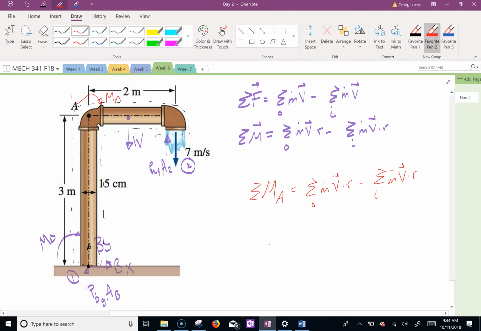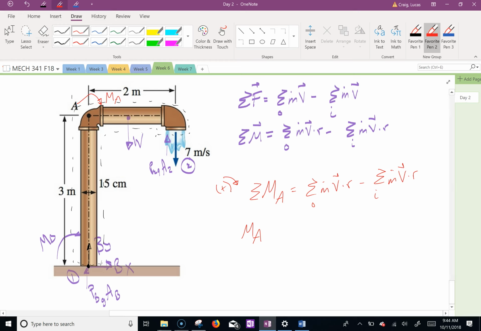So I'm going to keep it. I don't like how they did it. Okay, so we have MA. Then we have forces. And which way do you want your positive direction? Clockwise or counterclockwise? Clockwise? Okay, we'll pick clockwise. It doesn't really matter, right? So that's why our MA is positive.